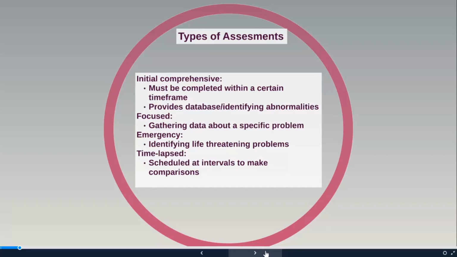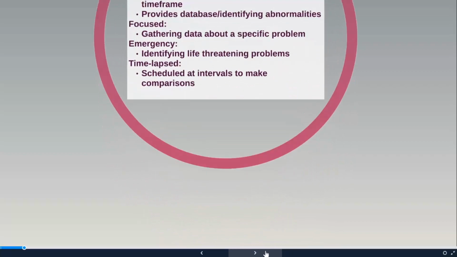So that might be every 4 hours. A lot of units have a 4 hour time lapsed, or it could be even 6 hours, or possibly even once a day, 12 hours, or once a shift, I'm sorry.